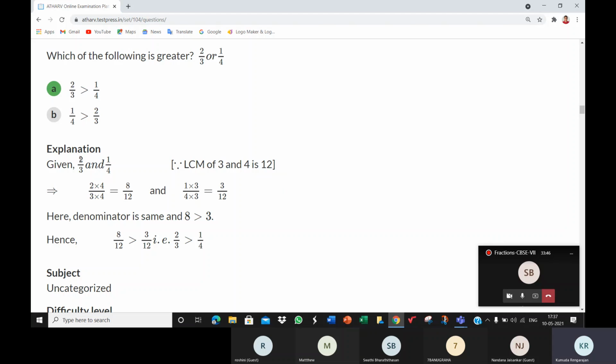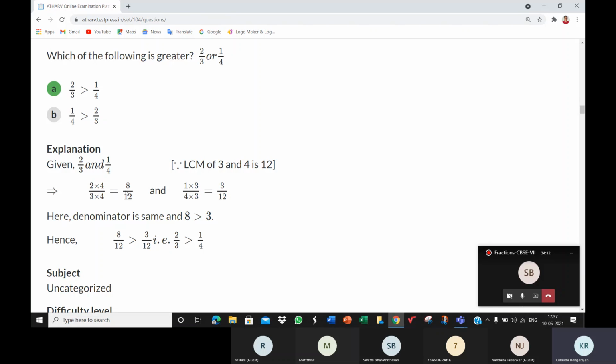Now 2 by 3 is also 8 by 12. 1 by 4 is also 3 by 12. Now they have the same denominator 12. And we know that 8 is greater than 3. Now you can compare. 8 is greater than 3, which means 8 by 12 is greater than 3 by 12, which again means what?